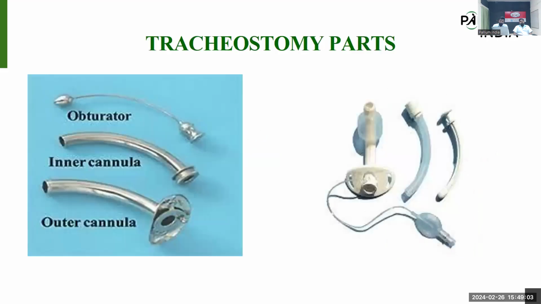Next slide. So these are all the parts of the tracheostomy tube. Normally, on the left side you can see the metal type and on the right side you can see the Portex type. In both types, there are three parts: outer cannula, inner cannula, and the obturator. I have one question. In this tracheostomy tube, which one has more length, inner or outer?